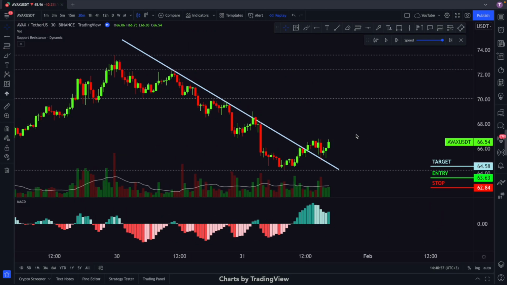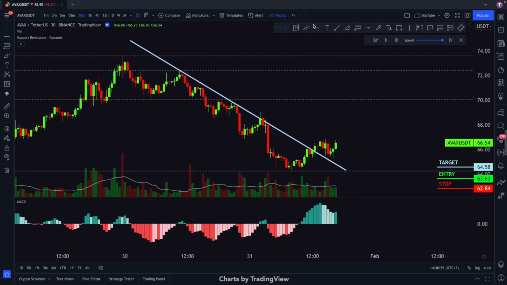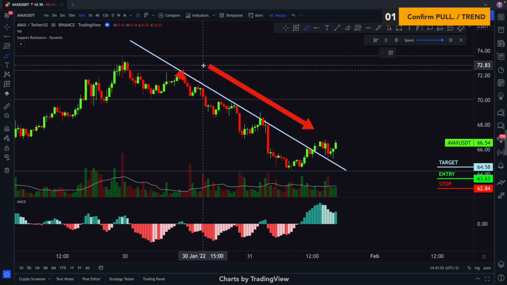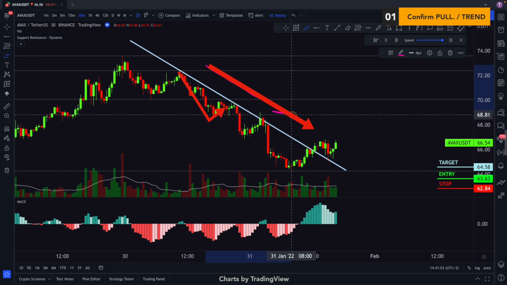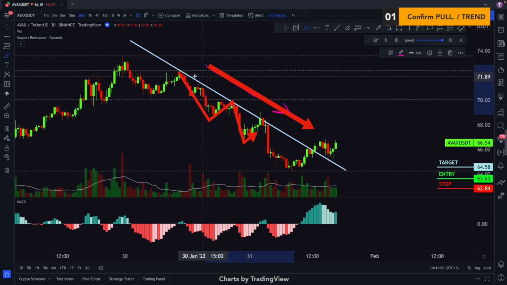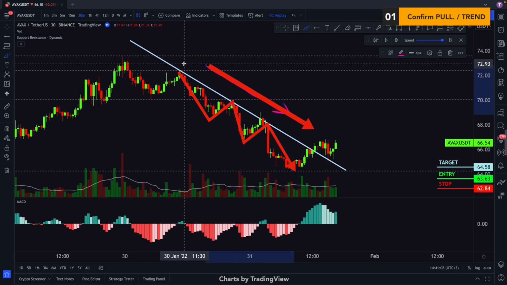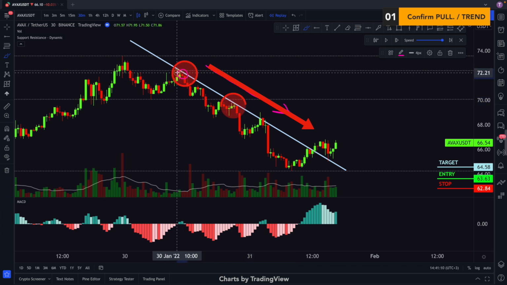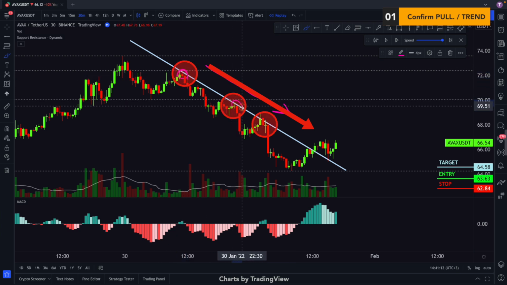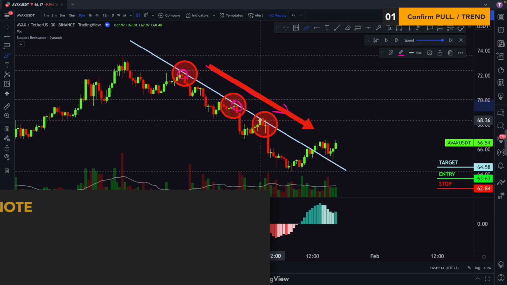Okay guys, let's start with this example. As you can see, a very nice downtrend is happening here, a pullback on a higher time frame. In step 1, we are confirming the 3 touch points on the trend line. Now you may ask, why minimum 3 touch points?